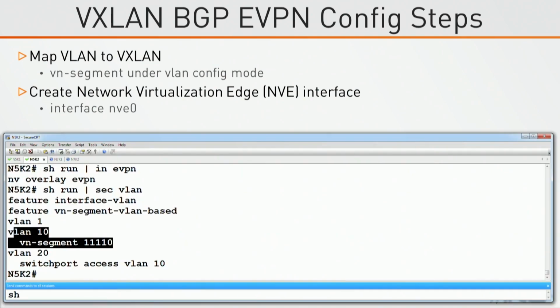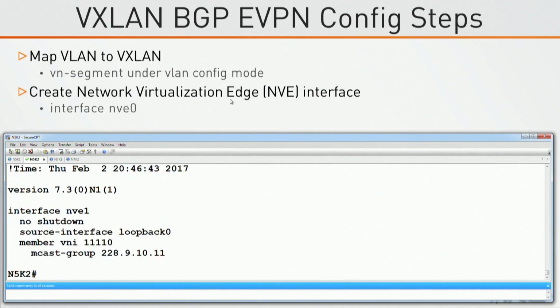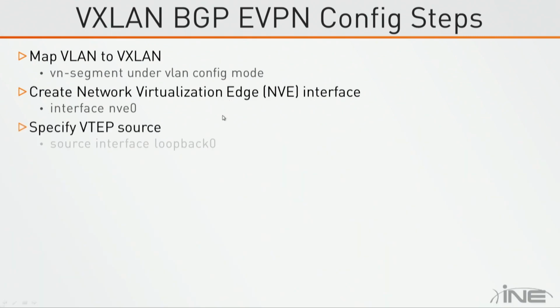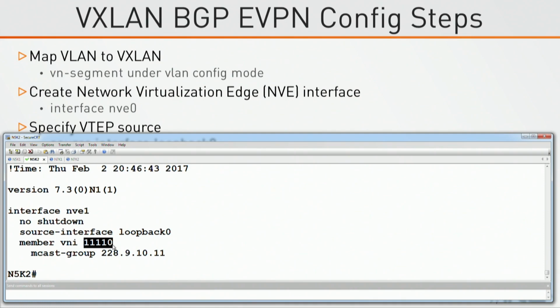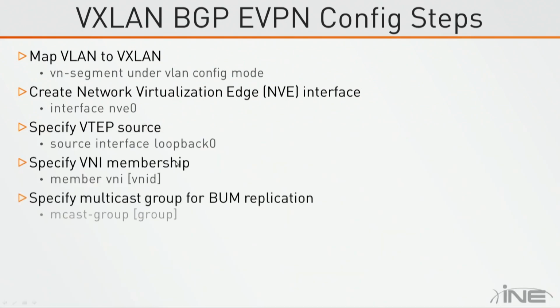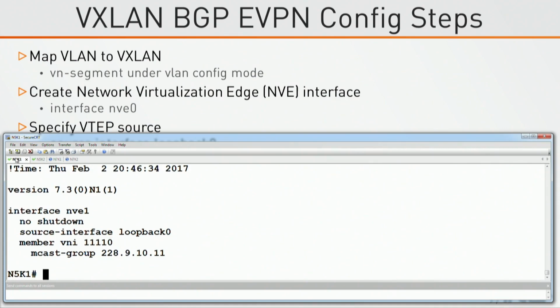So if we look at the show run interface NVE0, or NVE1, excuse me, we're saying the source is the loopback. We're saying the VNI membership, okay, in this case is 11110. We specified the multicast group. So again, it doesn't matter what this is, it just has to match between the two. Okay, so both of them are using 228.9.10.11.